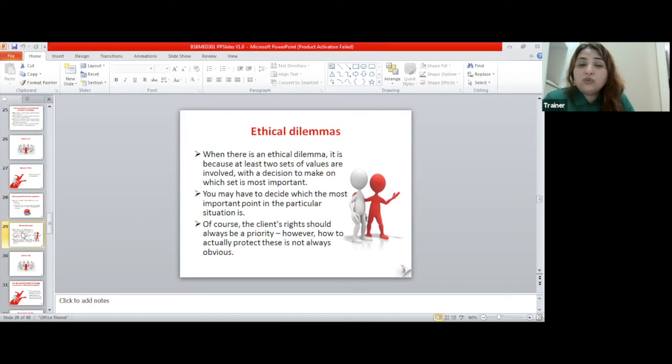Yeah, if so, then you already know about this. Ethics, which means values. So again, your profession has its own ethics, a code of conduct. That means what should be your professional behavior? How should you behave? And if you have any dilemmas, that means confusion related to these ethics.